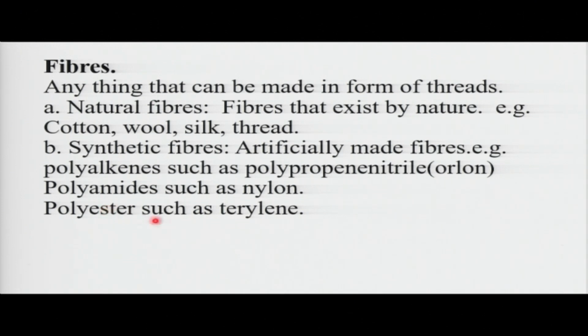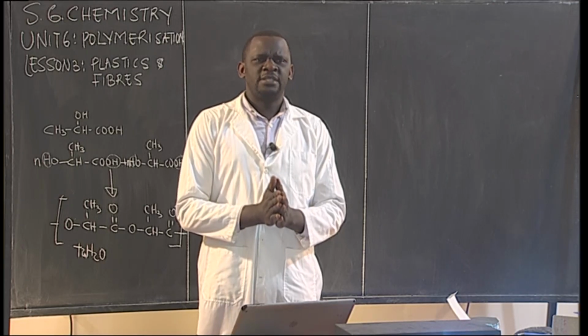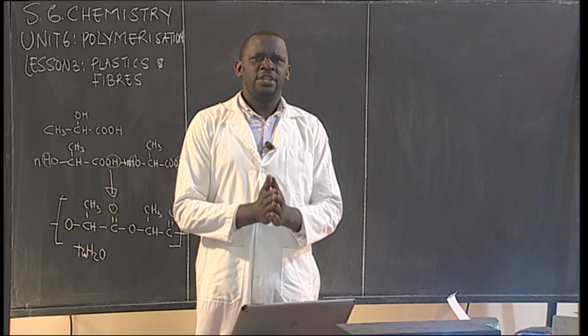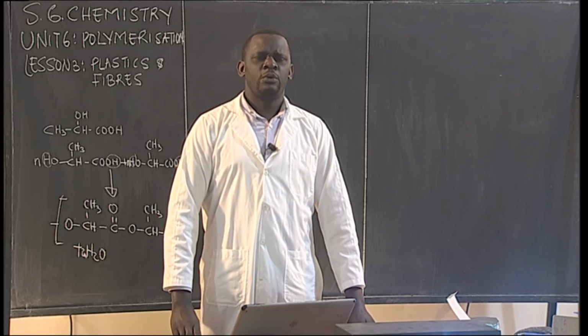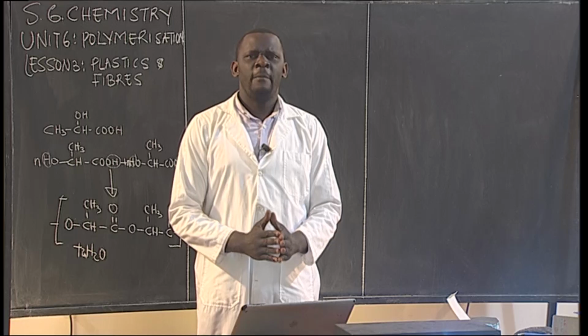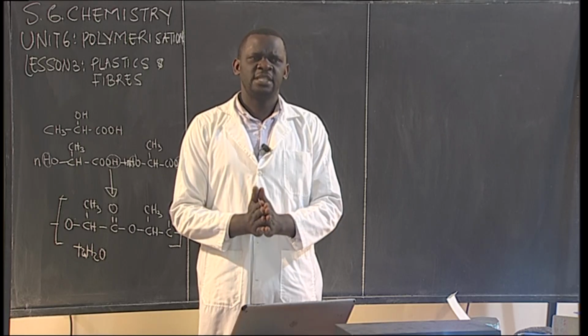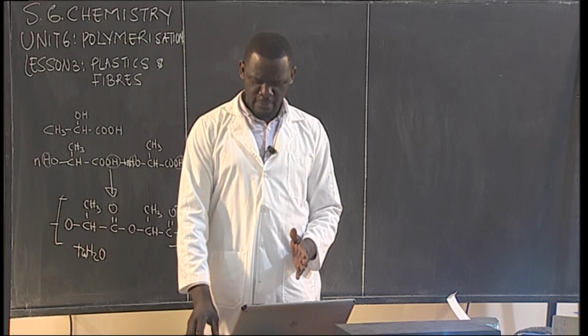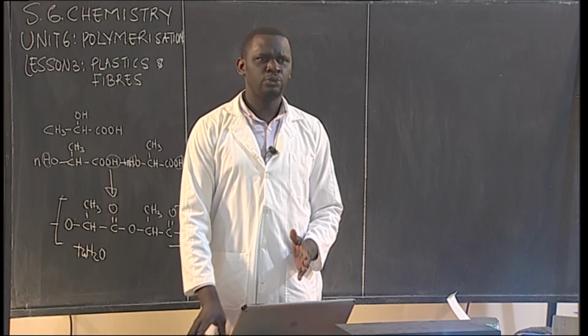Polyester, which is styrene. Anything which can form clothes is normally a what? A fiber. Is a what? A fiber. So I hope you followed and you enjoyed our lesson today. In this lesson, we have tried to describe our polymers in terms of plastics and in terms of what? Fibers. So I'm going to leave you with some work to do.